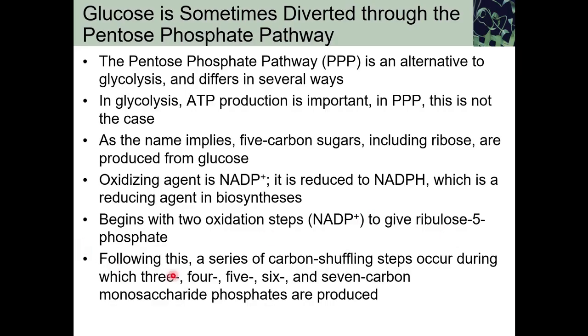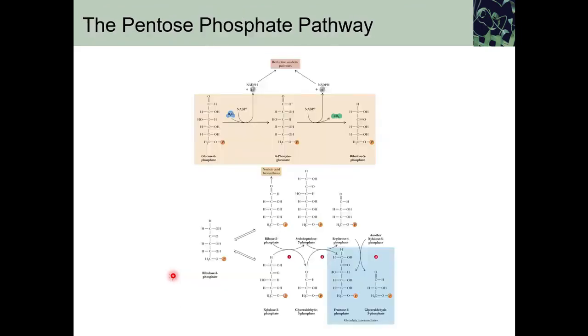Following a series of transketolation and transaldolation reactions, which effectively simply shuffle the carbon fragments from one sugar to another, the process produces 3, 4, 5, 6, and 7 carbon monosaccharide phosphates. So here is what is happening. I hope that you can see that because it's quite small.